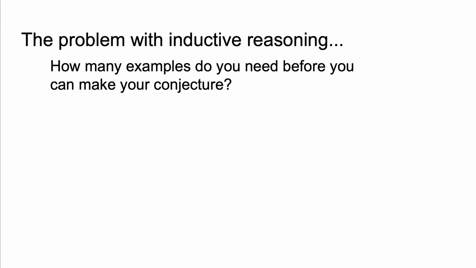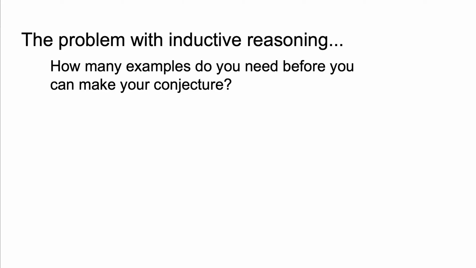What's the problem with inductive reasoning though? How many examples do you need before you can make your conjecture? Alright, in the pattern of numbers, if I go 5, 10, what comes next? Is there enough information? Probably not. How many do you need to make your conjecture?